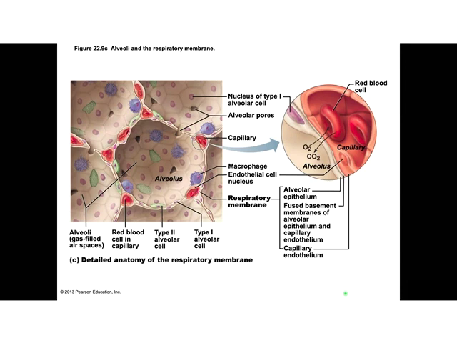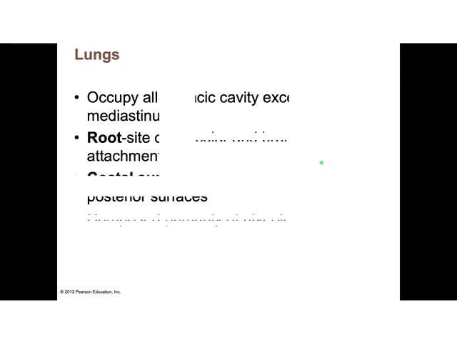So you've got type 3, type 1, type 2, and the pores. So look at the membrane: endothelial, basal lamina, and another endothelial layer. Oxygen and CO2 can go right through that. Anything that thickens that layer is going to impede the ability of the lungs to do gas exchange.